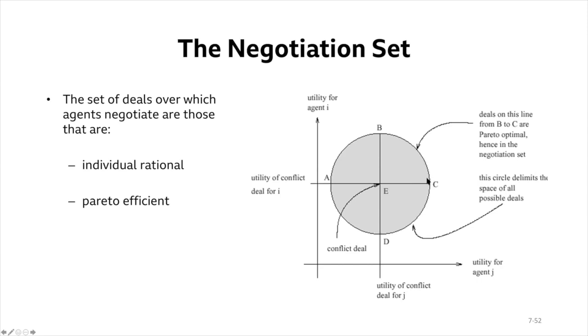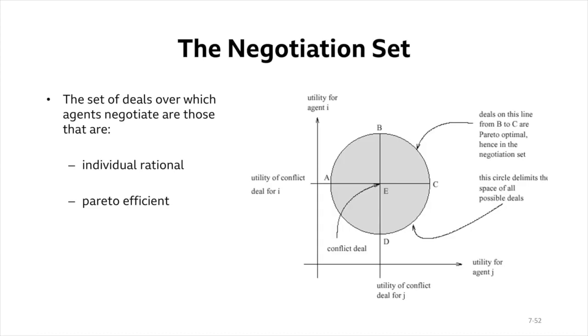Only those deals. Why? Because anything below that horizontal line is not going to be individual rational for agent J. Anything to the left of that vertical line is not going to be individual rational for agent J. Deals which fall below this perimeter here will not be Pareto optimal. So individual rationality requires that they're in that segment there, and Pareto efficiency requires not just that they're in that segment, but they're actually on that perimeter line there. So the deals that our agents are going to be negotiating fall on that line from B to C.